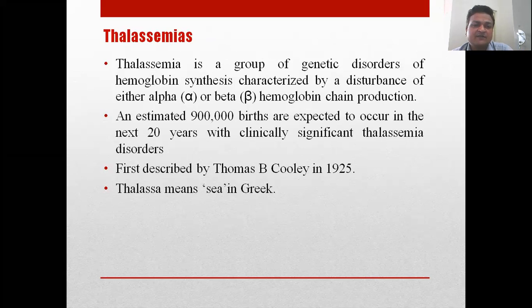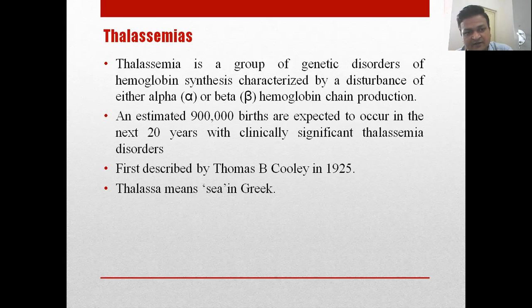See here, thalassemia is a group of genetic disorders of hemoglobin synthesis, characterized by disturbance of either alpha or beta hemoglobin chain production in the blood. See, in the connections, the chain of alpha and beta, there is a disturbance. Due to that, it causes thalassemia. Thalassemia is one of the genetic disorders. Hemoglobin synthesis stops, and the hemoglobin chain becomes disturbed. Once the chain formation is disturbed, hemoglobin will be reduced, causing thalassemia.